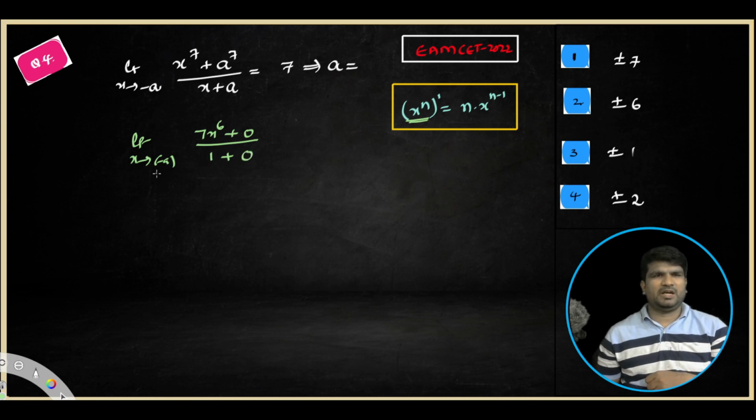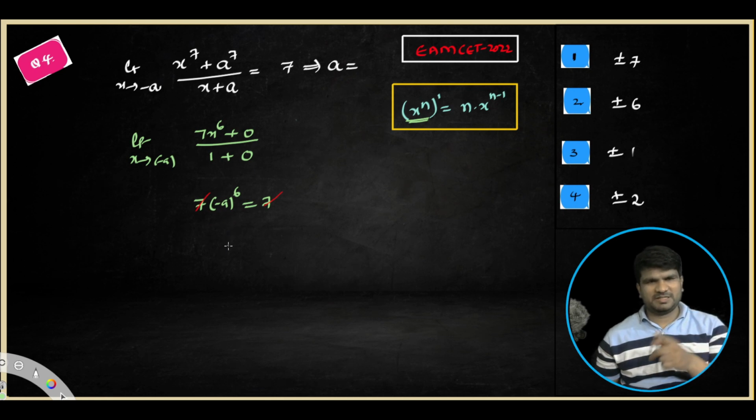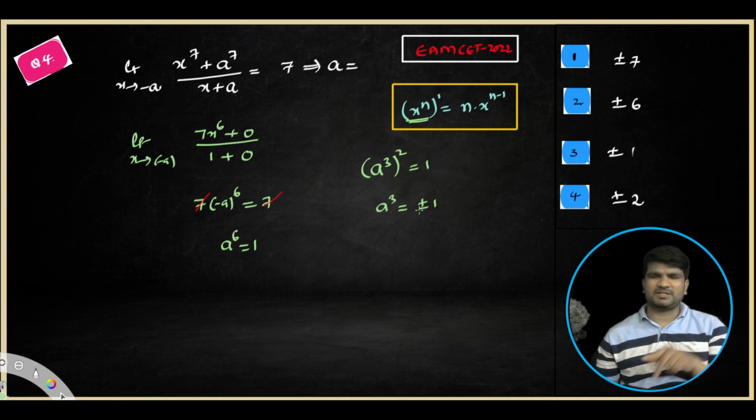Okay. So if you apply the limit, 7 times of minus a whole power 6 equals to given 7. So both sides 7 7 get cancelled. So we are getting minus a power 6, is an even number. So minus a power 6 is a power 6 only. A power 6 equals to 1. So this a power 6 we can write a cube whole square, since 2 3s are 3 2s are 6, equals to 1. Now applying root on both sides, so square cancel, a cube equals to square root of 1, is not 1, plus or minus 1. Square root of 1 is plus or minus 1.